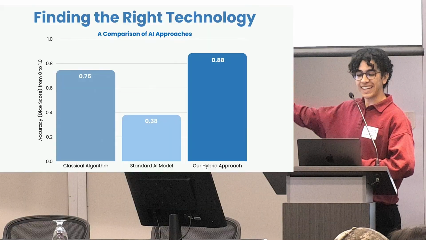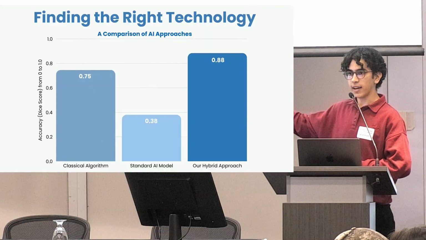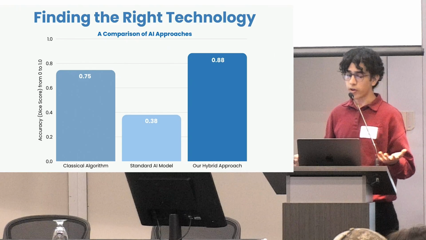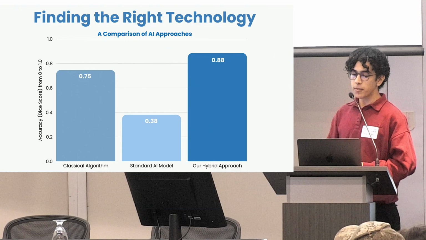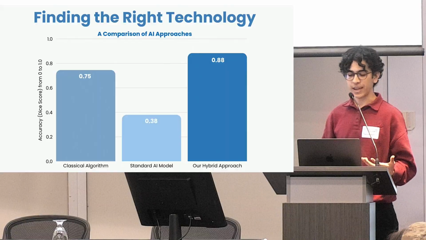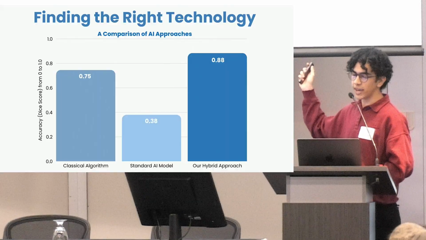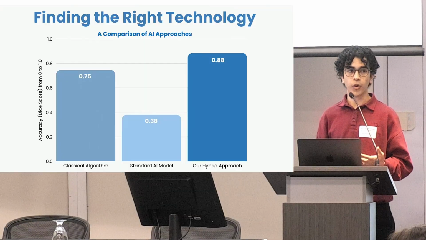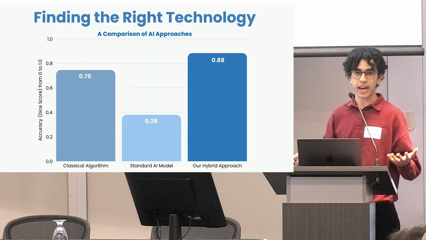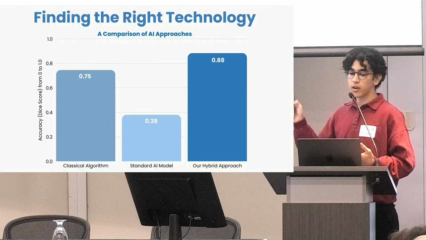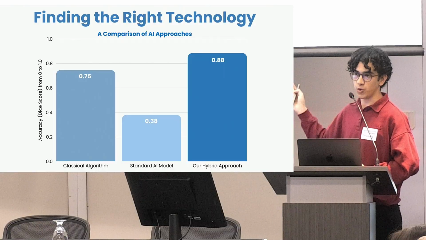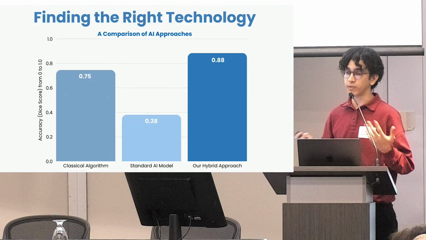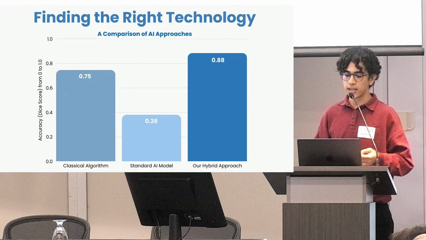We started with a classical algorithm that was our baseline, and we achieved a pretty good score of around 0.75, but it was not enough to be considered reliable. So then we moved to a standard AI model, which is what is usually used for other histopathology AI projects. However, we achieved a very low score, which likely comes from the amount of data we have, which we will address in the future slides.